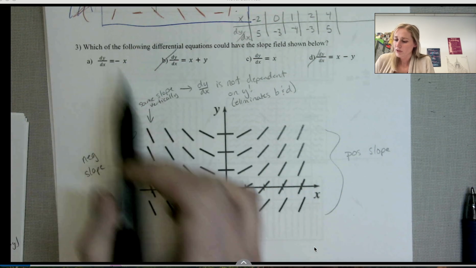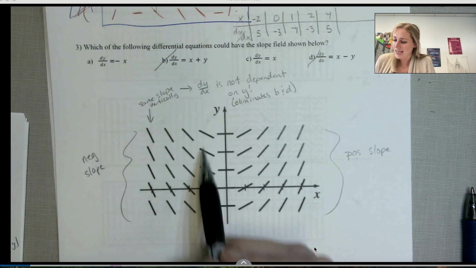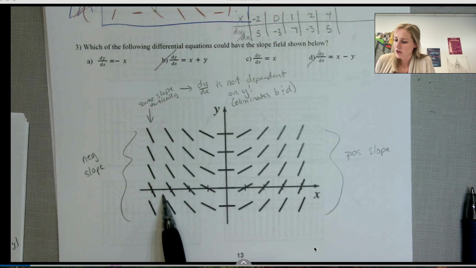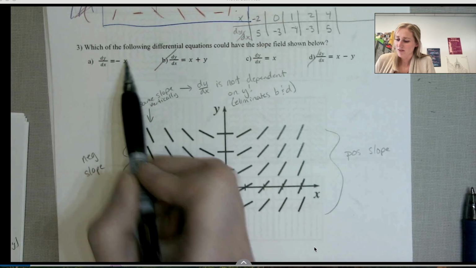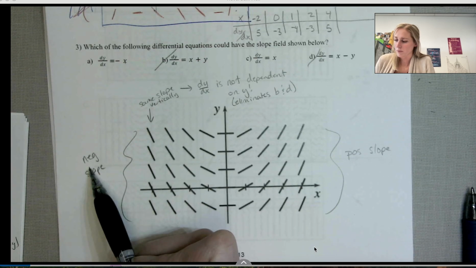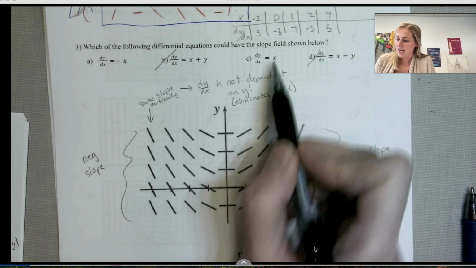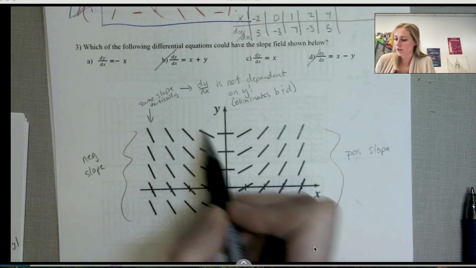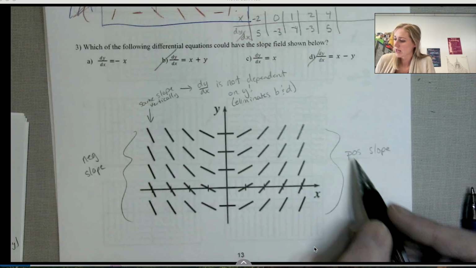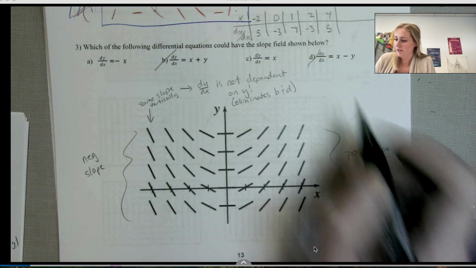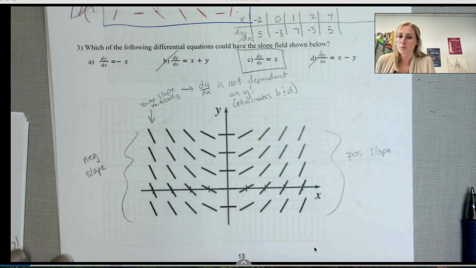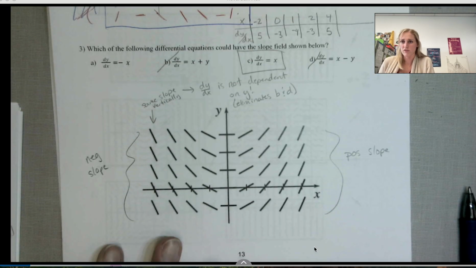All right, so let's see what happens here. All my x's over here are negative. If I put in a negative x, that's not going to give me negative slope. If I put in just x, well, x is already negative over here, so I would have negative slope. X over here is positive, so I would have positive slope. So that is why option C is the best fit for the slope field.